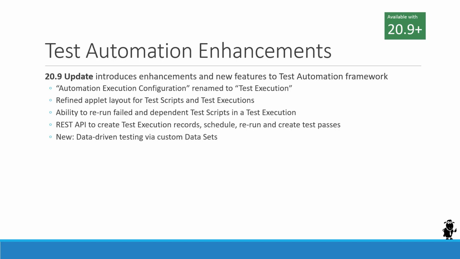The test automation feature introduced with 17.0 got the first big update in 20.9, including the automation execution configuration being renamed and enhanced. Now it's called test execution, and a REST API is being introduced to create, read, update, and delete test execution records, to schedule test executions, rerun test executions, and create test passes.